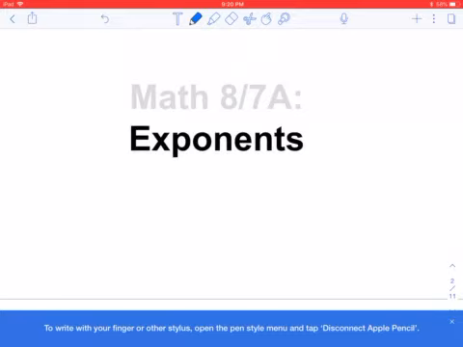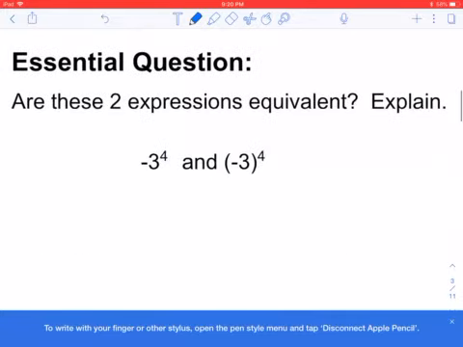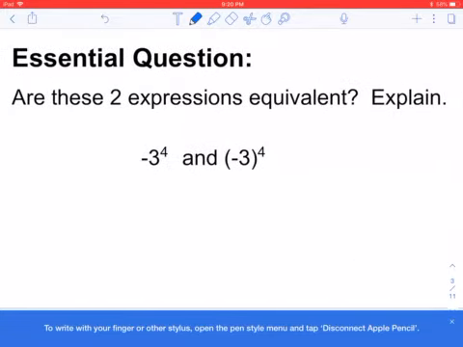So today we are learning about exponents. Your essential question: are these two expressions equivalent? Explain. Equivalent means, are they equal to each other? Are their values equal to each other? So you're going to be able to explain that by the end of the time with this lesson.